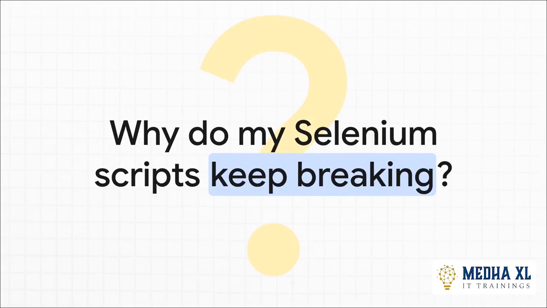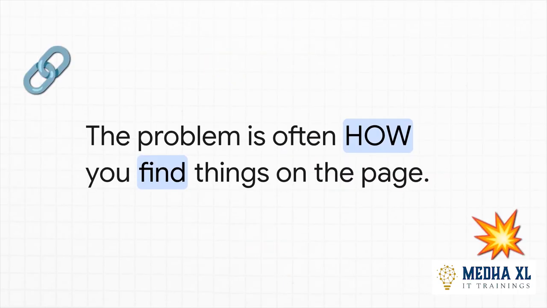So, let's start with the big one, the question that I know keeps people up at night. You write this beautiful script, it runs like a dream, and then a week later it's totally broken. You didn't touch it, so what on earth happened? Well, the answer, and this happens more often than not, is actually pretty simple. It's probably not your test logic. It's your locators, the very way your script is trying to find that button or that text field. That is almost always the weakest link in the whole chain.